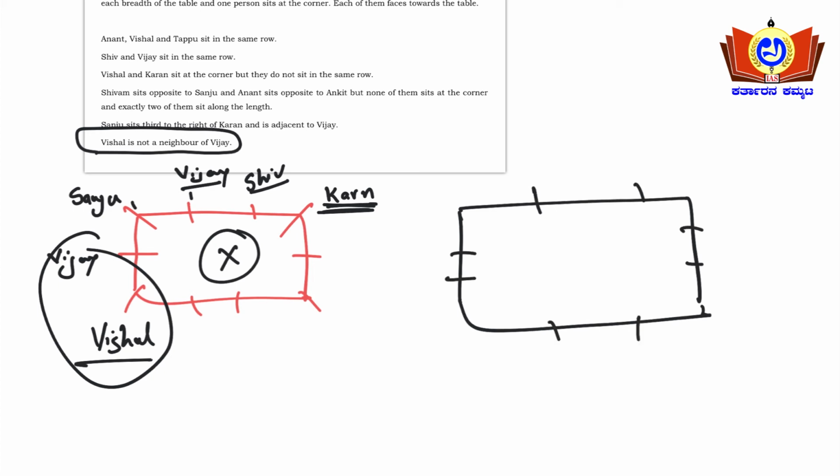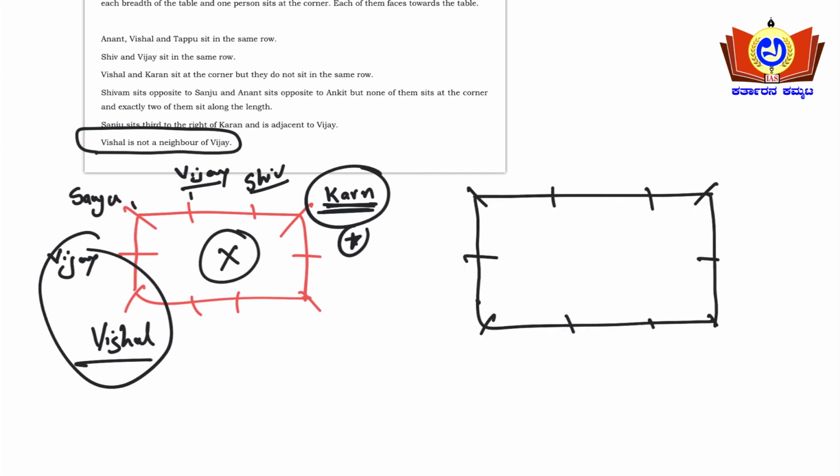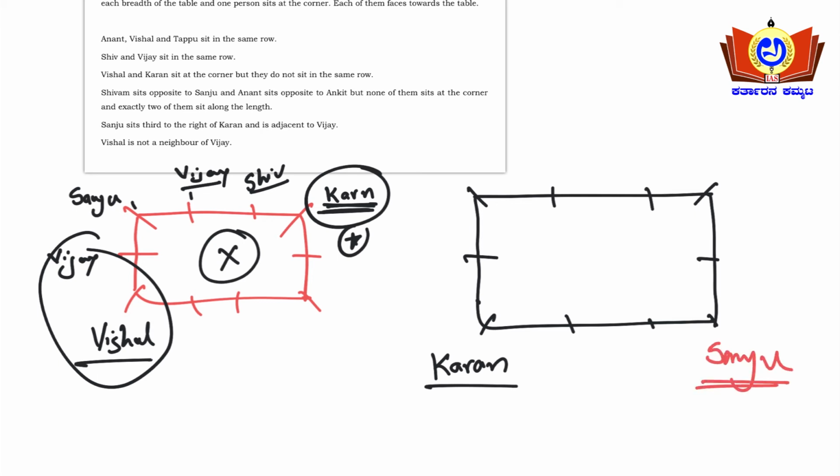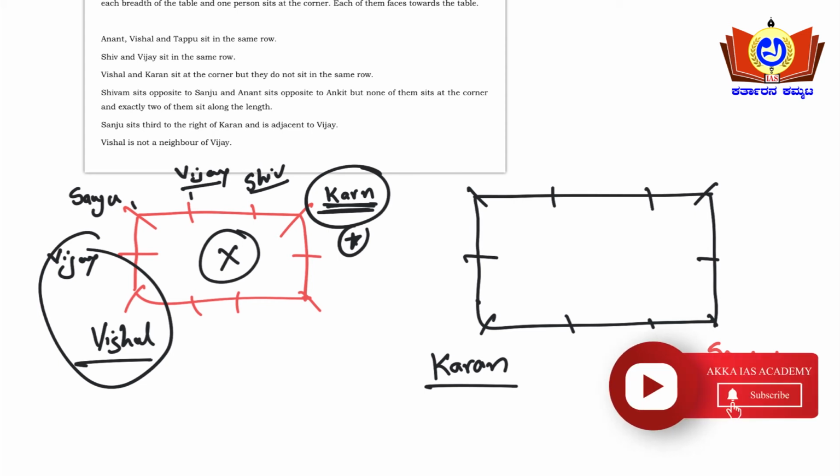Now I shall begin with Karan only. In the previous diagram Karan was here. Now I'll place Karan here. So if Karan has been placed here, Sanju's position will be here now. Sanju sits third to the right of Karan and adjacent to Vijay. So Vijay shall be here now.